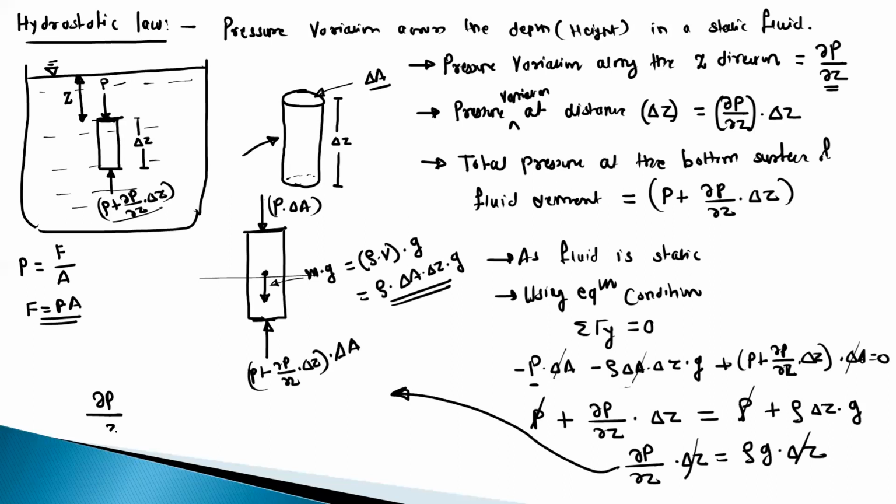del P by del Z equal to rho into G. This rho into G is called the weight density of the fluid. So what does it indicate? The change in the pressure in a vertical direction is equal to the weight density of the fluid at that point, and this is called the hydrostatic law.